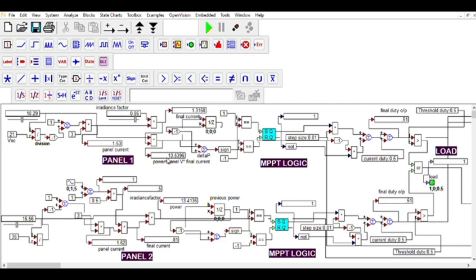The quantified impact: 13.53 watt power is of panel 1, and 13.41 watt power is of panel 2. Duty cycle is the same for both the panels, that is 0.51. Load is on only when the duty threshold is met, avoiding energy wastage.